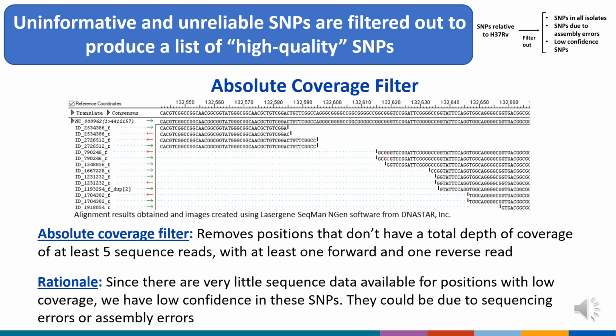The absolute coverage filter removes positions that don't have a total depth of coverage of at least 5 reads, with at least 1 forward read and 1 reverse read. You can see in this alignment that there is a portion of the reference genome that is not covered by the sequence reads, as well as adjacent portions that are covered by less than 5 reads. Since there is very little sequence data available for positions with low coverage, we have low confidence in these SNPs. They could just be due to sequencing errors or assembly errors, or sometimes there's a SNP in one of the isolates and the coverage is good for that isolate, but if one of the other isolates in the analysis has low coverage or no coverage at that position, we can't know whether it has the reference base or the SNP, so we wouldn't know how to place it on the tree.